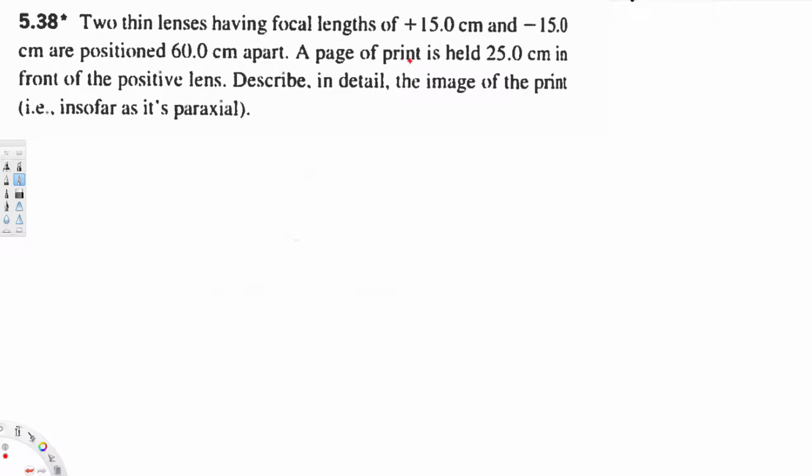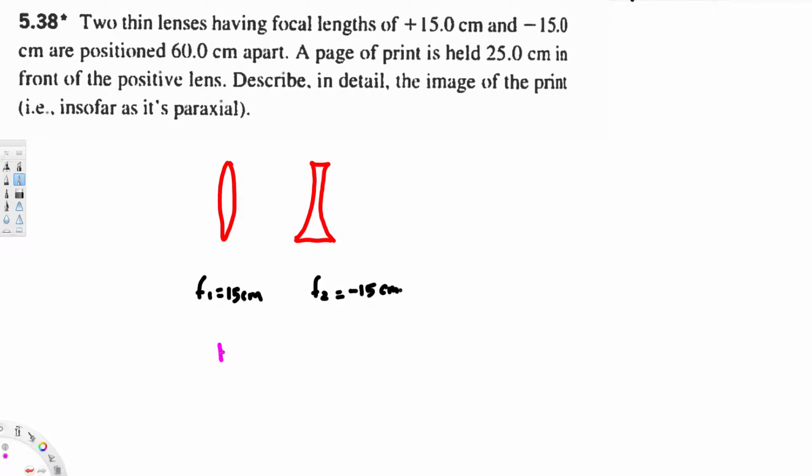Before we do this problem, let's go ahead and draw a sample diagram. The first lens is a positive focal length lens, which means it's a converging lens. And the second lens is a negative focal length lens, so that's going to be a diverging lens. Here we have f1 equal to 15 and f2 equal to negative 15 centimeters, and they have mentioned the distance between these two lenses is 60 centimeters.